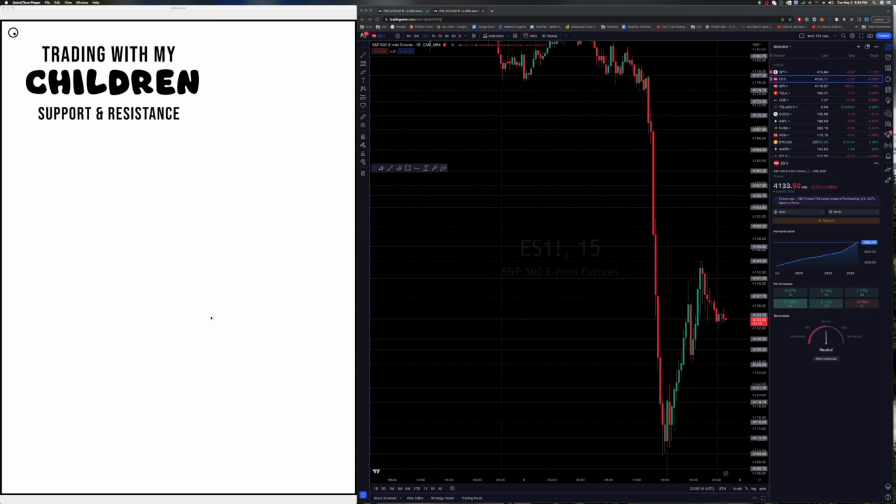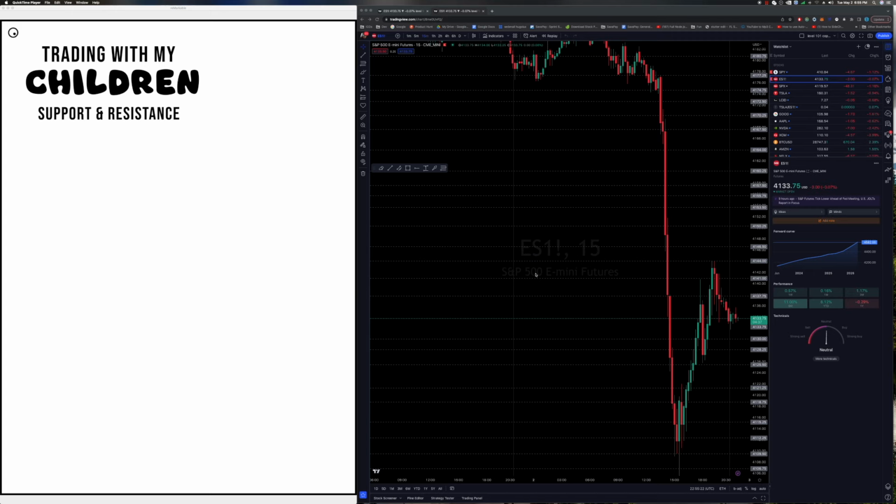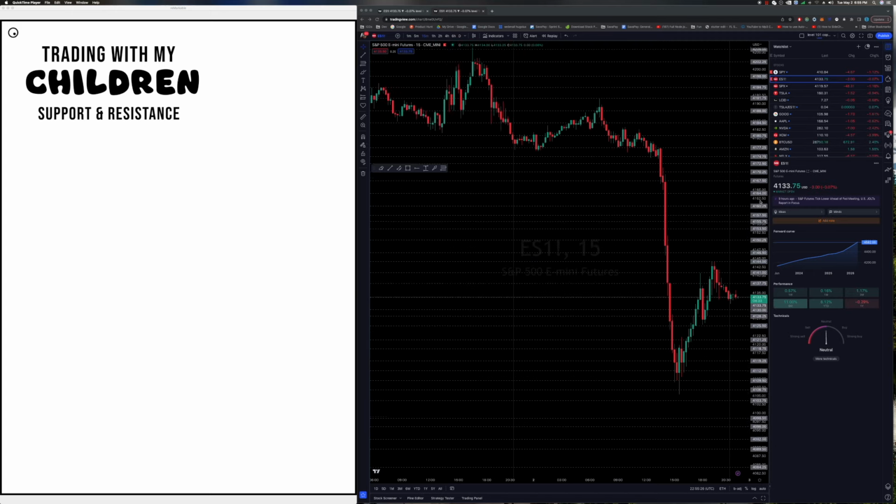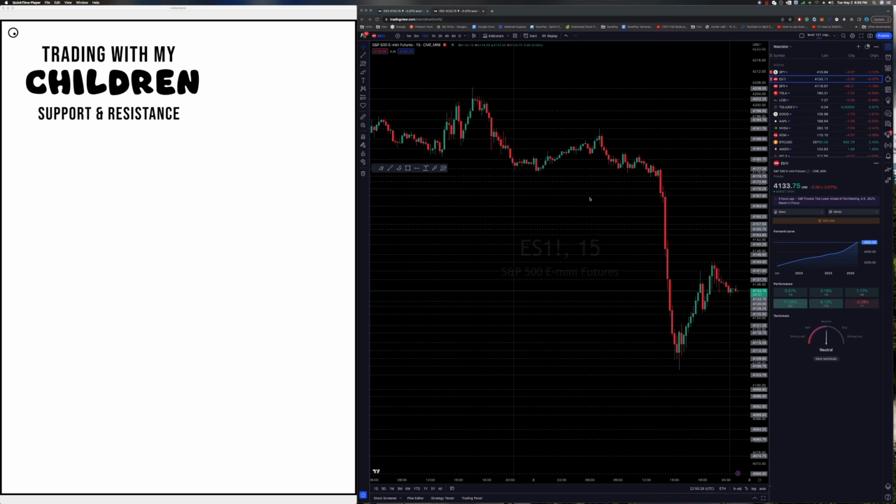I'm doing a session here called Trading with My Children. I'm here with all four of them. I've been training them on support and resistance, and I had them pretty much draw out support and resistance levels based off of what I taught them. And we're going to see if those lines actually hold up.